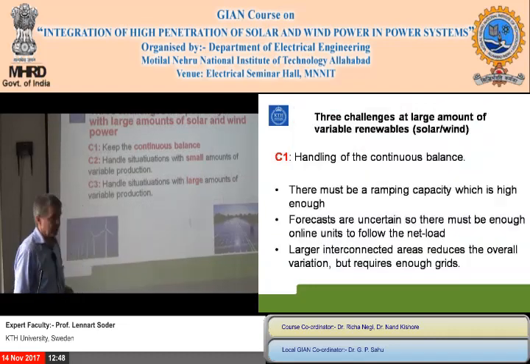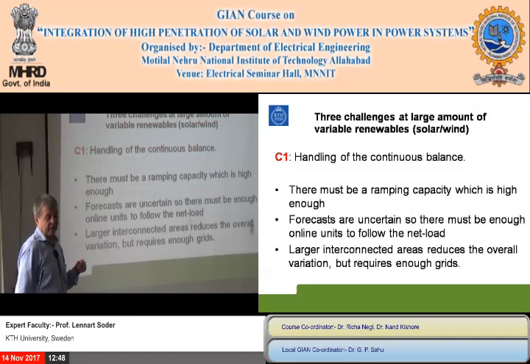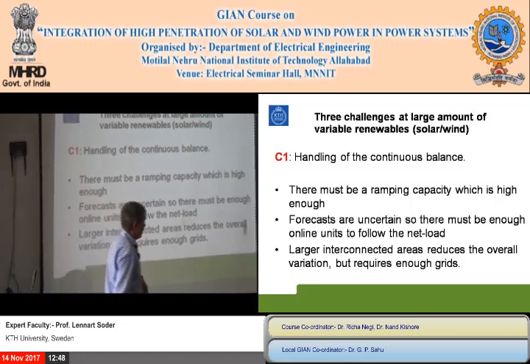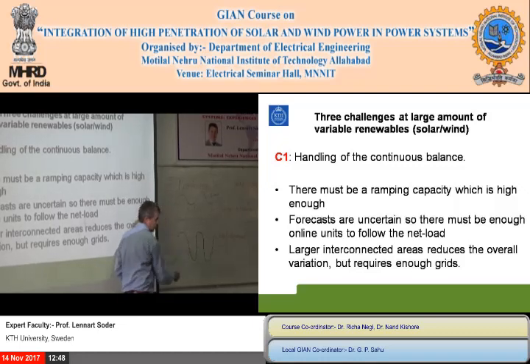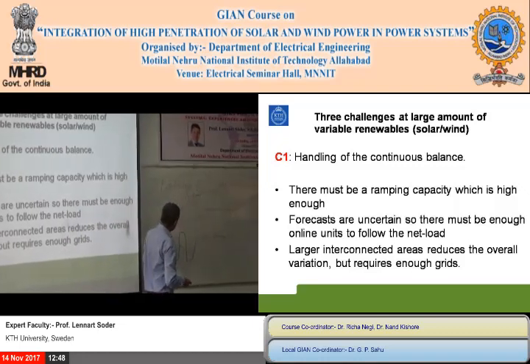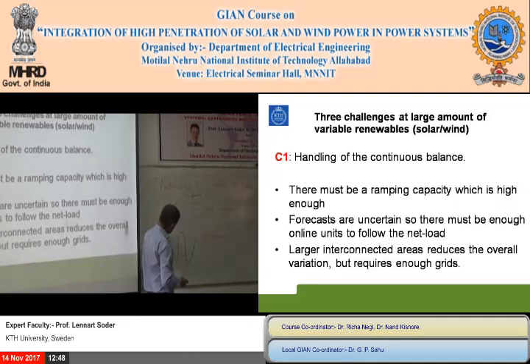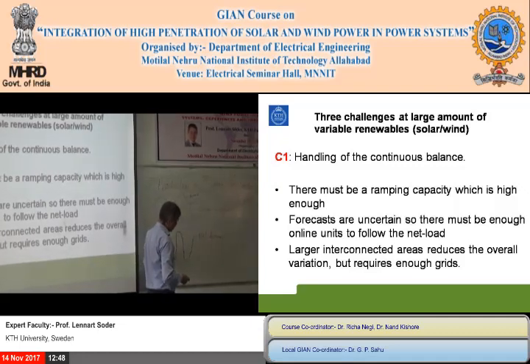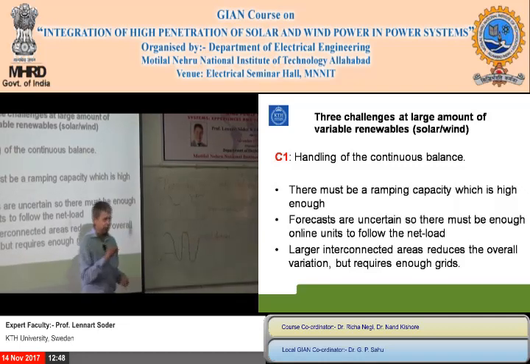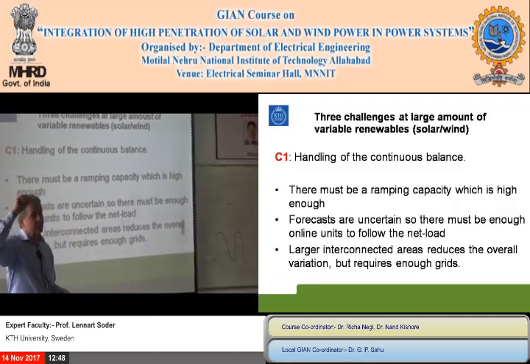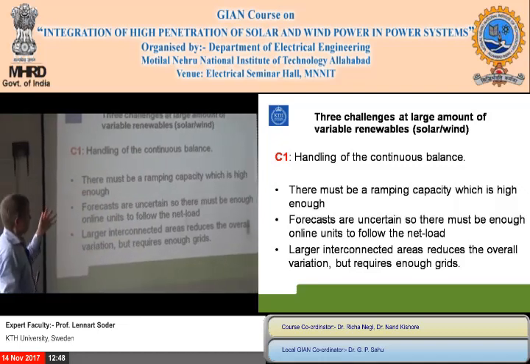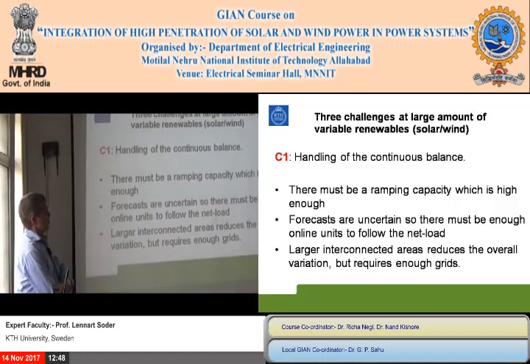So I start with this. Handling of the continuous balance, that is, you have to continuously handle that in an efficient way. Since the net demand is something like this, there must be power plants that follow exactly the demand from second to second. So there must be a ramping capacity which is high enough.